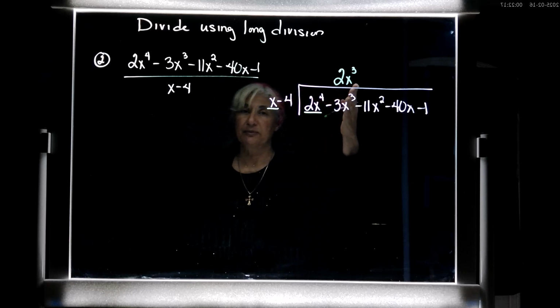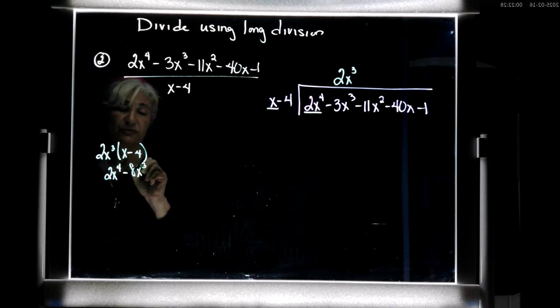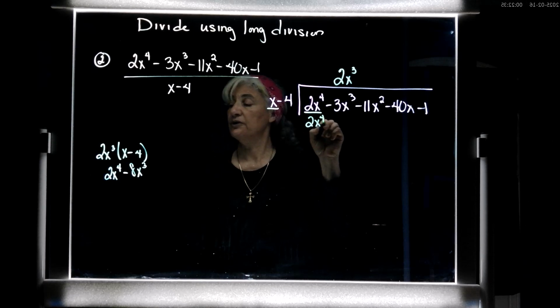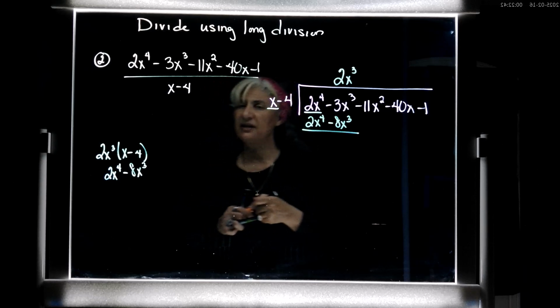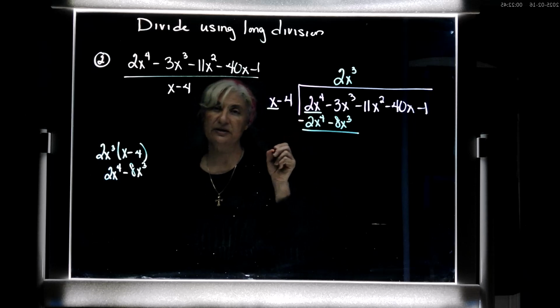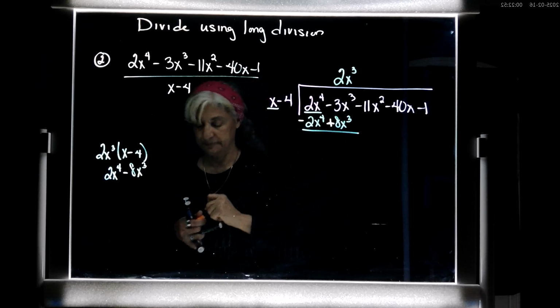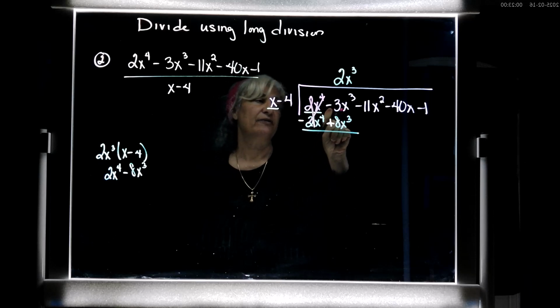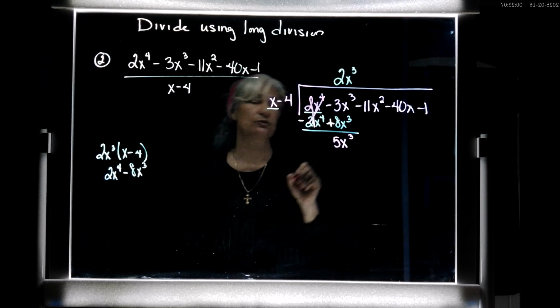So what do you do when you put that up top? You multiply by what's on the outside. So you have 2x cubed times x minus 4. So what do we get? 2x to the fourth minus 8x cubed. What do you do with these? Put them under the like terms. So 2x to the fourth minus 8x cubed. And then what do? We subtract. How many times? Twice. Subtract off the 2x to the fourth, and I'm subtracting off a negative, which makes it positive. Got it. Now what? So the first term drops out, exactly what was supposed to happen. And now I have a negative 3x cubed plus 8x cubed, which gives me a positive 5x cubed, doesn't it?